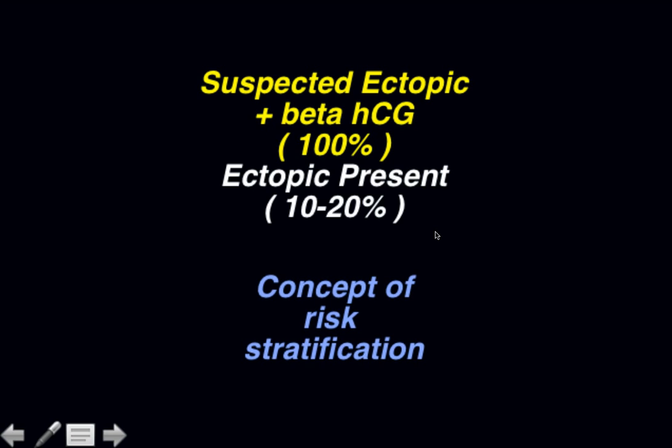This again is our concept of risk stratification. The general population risk is approximately 1.5%. The prevalence in a group of women suspected of harboring an ectopic pregnancy is approximately 15%. Thus, the suspicion of ectopic pregnancy increases a woman's risk tenfold. Nonetheless, the majority of women suspected of having an ectopic pregnancy do not have one.